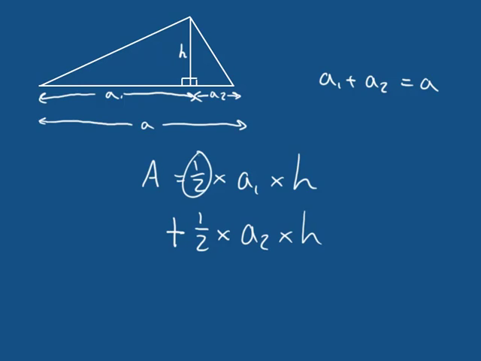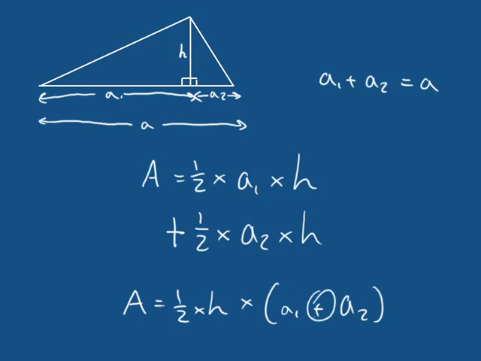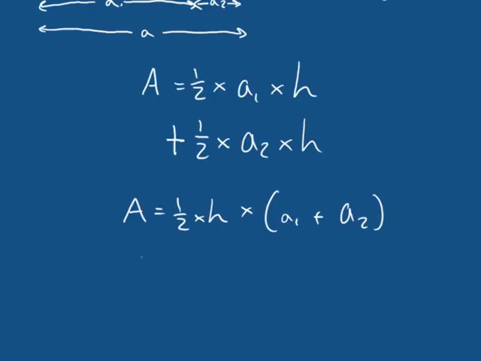And the common factor in this case is 1/2 times h. We have 1/2 times h in both parts of our addition. So therefore, we could say that A is equal to 1/2 times h times (A1 plus A2). If we expanded this out, we get 1/2 times h times A1 plus 1/2 times h times A2. We get the exact same equation as we had here. But notice A1 plus A2. We've seen that A1 plus A2 is equal to A, our entire length of the base. So our area is equal to 1/2 times h times A.